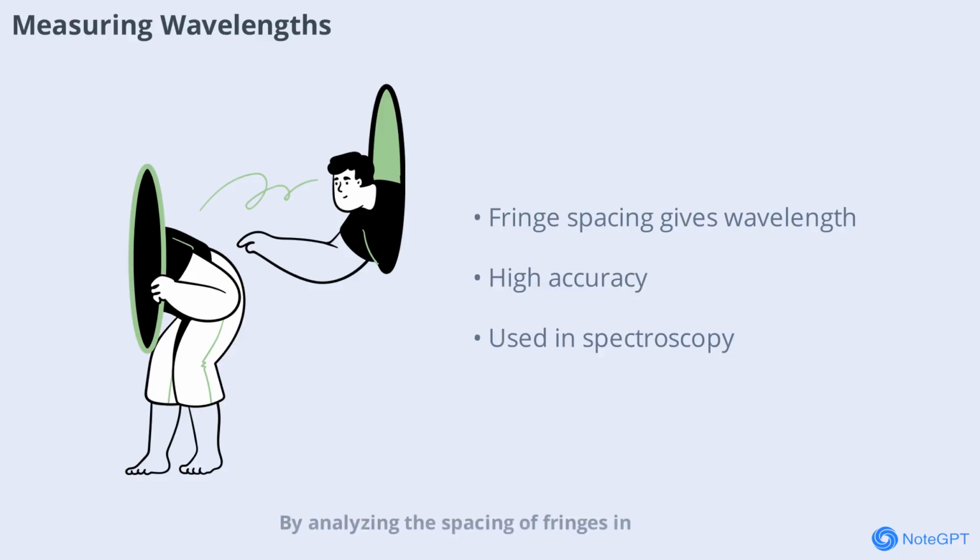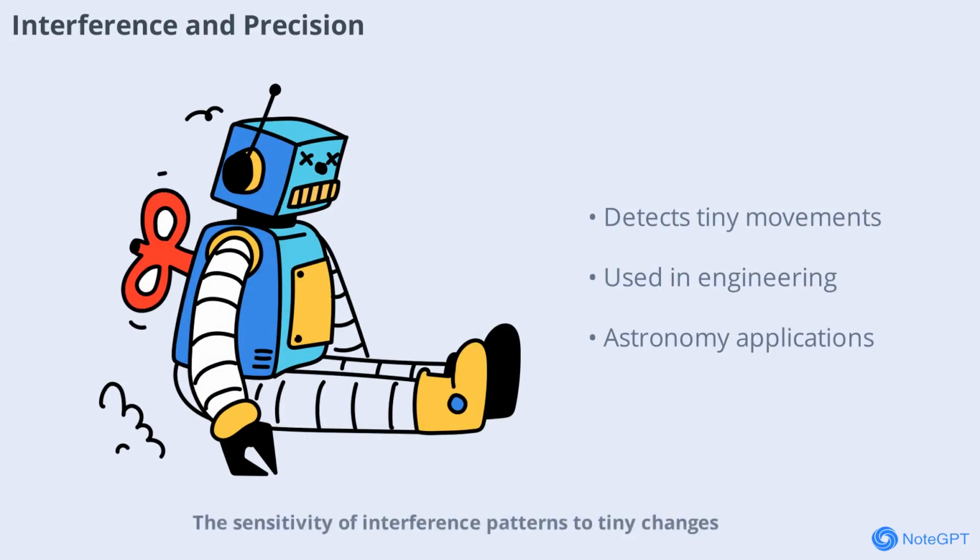By analyzing the spacing of fringes in experiments like the double-slit or using interferometers, scientists can determine wavelengths with incredible accuracy. This capability is essential in fields like spectroscopy and optical engineering. The sensitivity of interference patterns to tiny changes in path length makes them ideal for precision measurements. Interferometers can detect movements as small as a fraction of a wavelength, which is useful in applications ranging from astronomy to engineering and even earthquake detection.